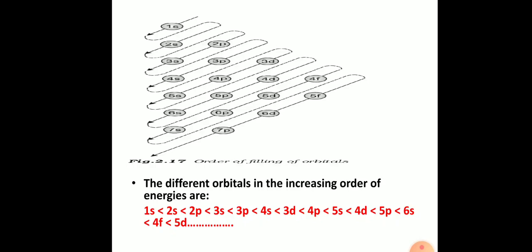That means when you fill up the electrons, first you will fill 1s, then 2s, then 2p, 3s, 3p, like that. Okay, this is very, very important, because in our next classes we'll be learning how to write down the electronic configuration by using this order. So please remember this order of increasing energies.